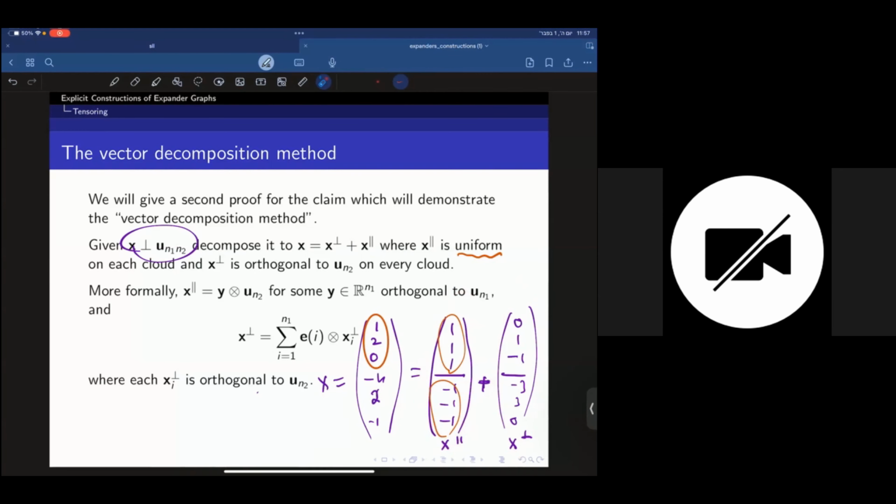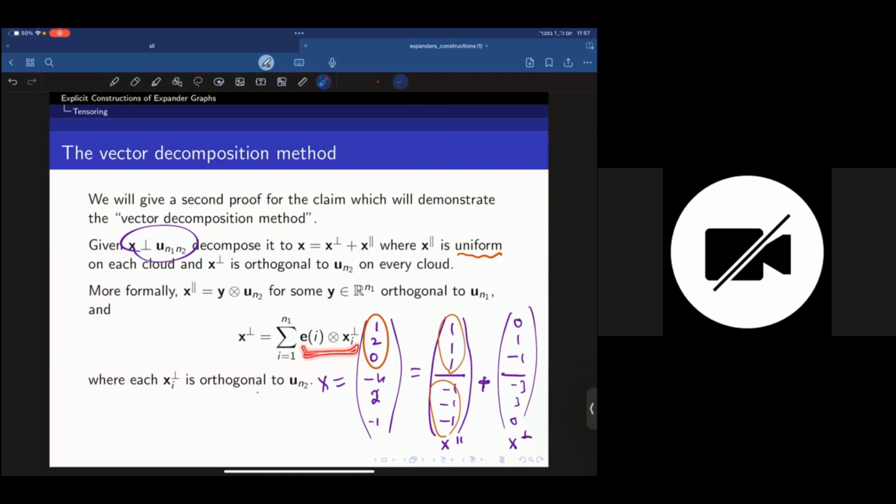Well, that's not going to be a tensor product, because then every vector... I don't know. That's not going to be like that. But what you know is that in every cloud, this vector is orthogonal to 1. The sum is 0. So you can write it like that. There is no easier way of writing it. You can write x parallel as a sum. The number of summands corresponds to the number of clouds. Here it's 2 clouds.